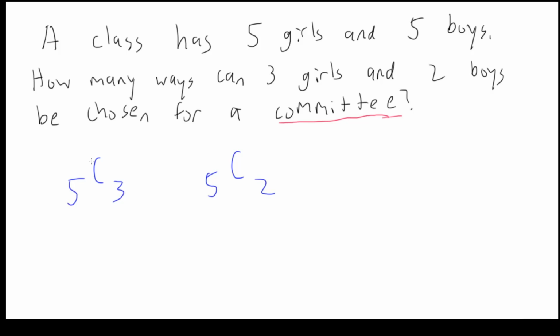Since there are 5 choose 3 ways to choose 3 girls, you multiply them together to get the total number of ways that you could choose 3 girls and 2 boys for the committee. You can do that in your calculator. Okay, let's move on to another problem.